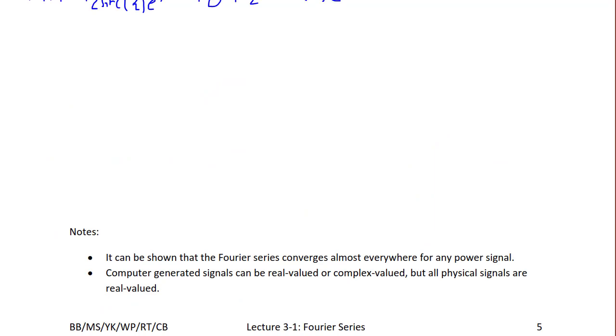It can be shown that the Fourier series converges almost everywhere for any power signal, and computer-generated signals can be real valued or complex valued, but all physical signals are real valued, and that's typically what we'll study in this course. We will end this lecture on Fourier series with one MATLAB demo.